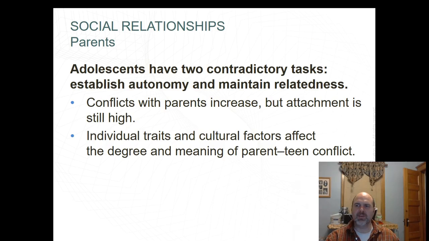Next, adolescents have 2 contradictory tasks: to establish autonomy, but also maintain relatedness. There's a rise in conflicts between parents and adolescents. It usually centers around everyday issues such as chores or personal rights, hairstyles, dating, and amount of parental supervision. These parent-teen conflicts appear to cause more stress for parents than for teens.